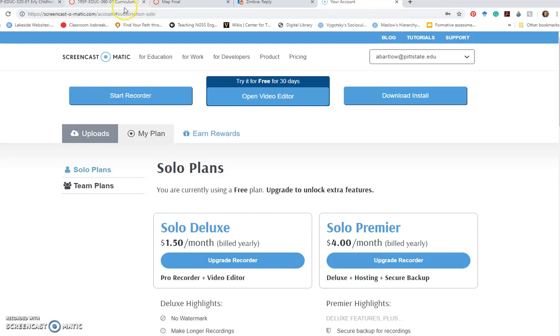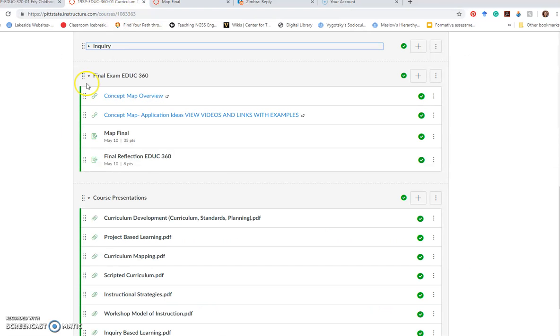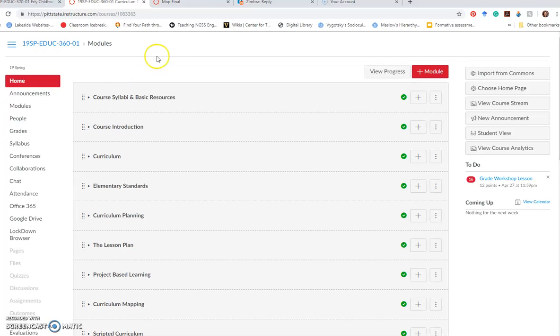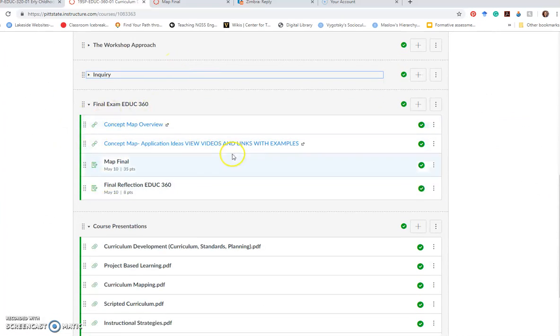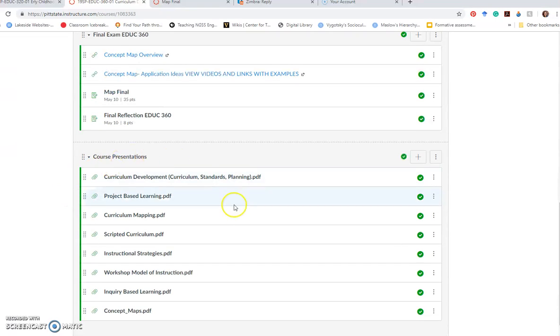And let me switch over to our class. In the very bottom of our class, so here are our modules. Scrolling down, here's our final exam module. And in the last module, I have linked every single PowerPoint that I've presented to you all this semester so that you can go and find those other terms that you need or information about some of those other terms in case your notes aren't quite as complete as you would like them to be.